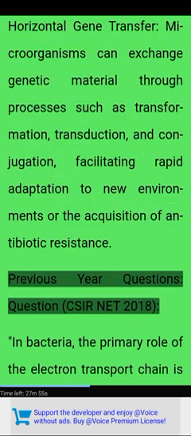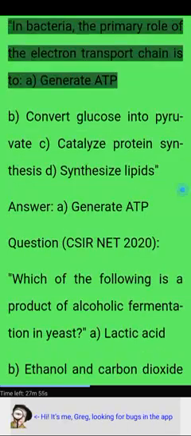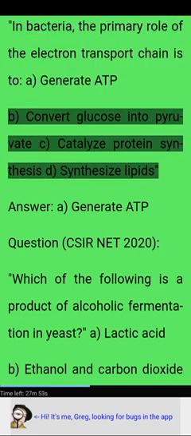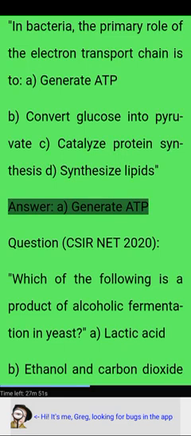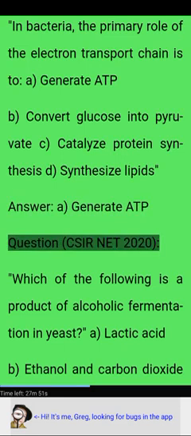Previous year questions. Question CSIR NET 2018. In bacteria, the primary role of the electron transport chain is to: A. Generate ATP. B. Convert glucose into pyruvate. C. Catalyze protein synthesis. D. Synthesize lipids. Answer: Generate ATP.